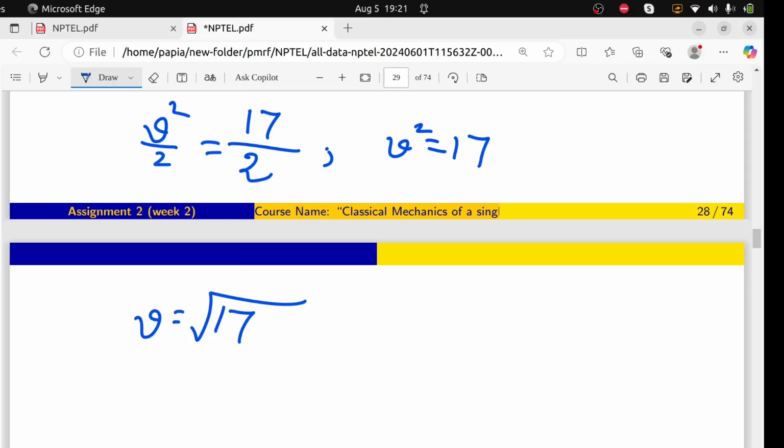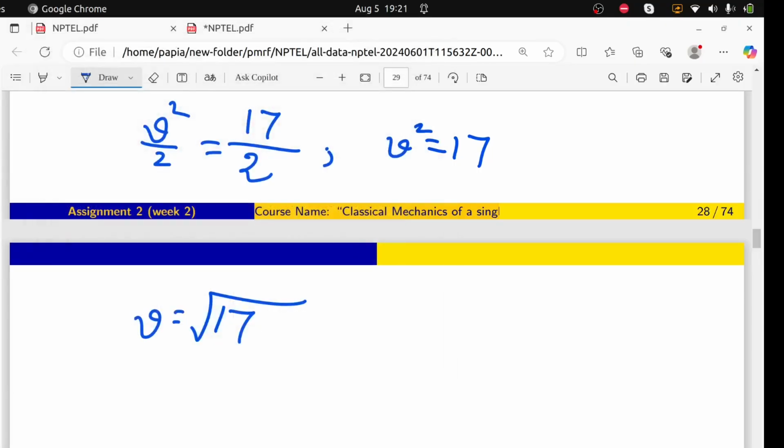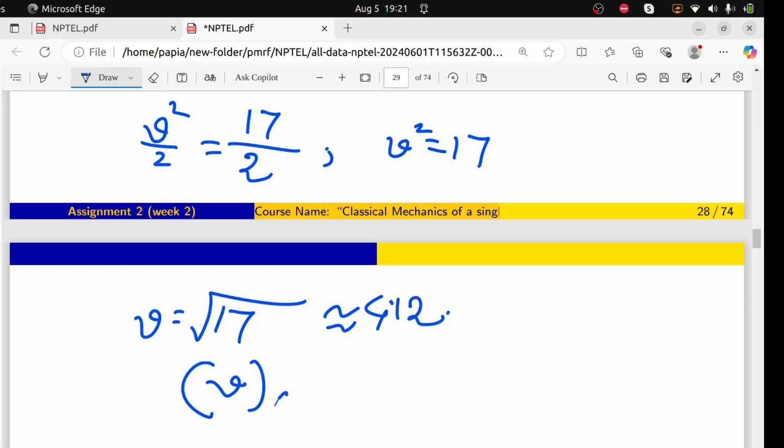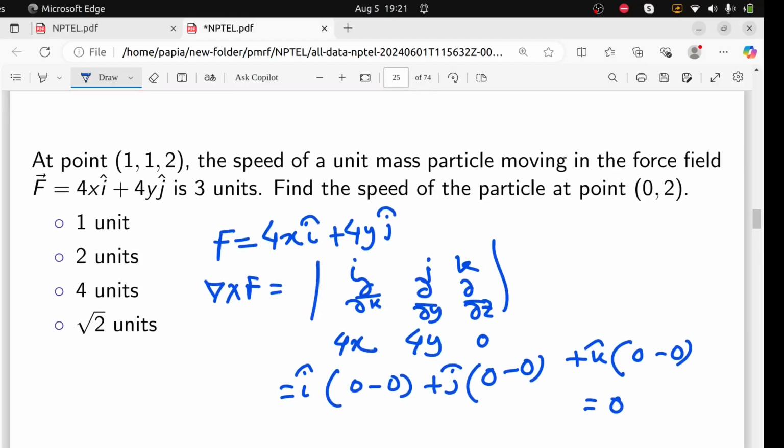Now we need to calculate the root over 17 value. Okay, so it is nearly 4.12. So v at 0, 2 is giving us 4.12. Okay, so let me write here. 4.12 means it is very near to 4. This is the answer. Okay?